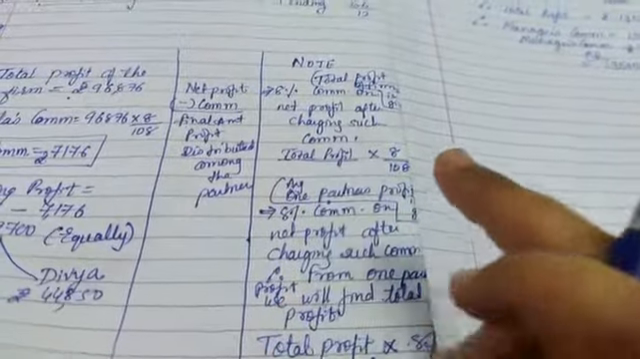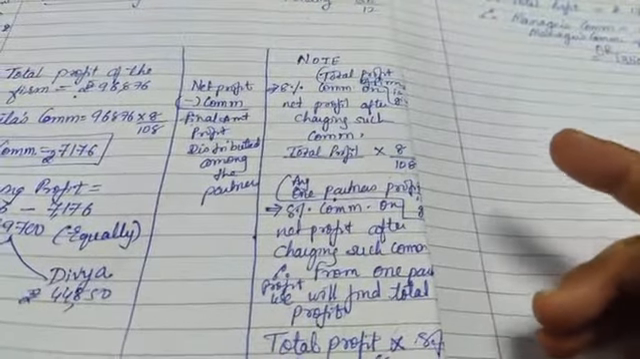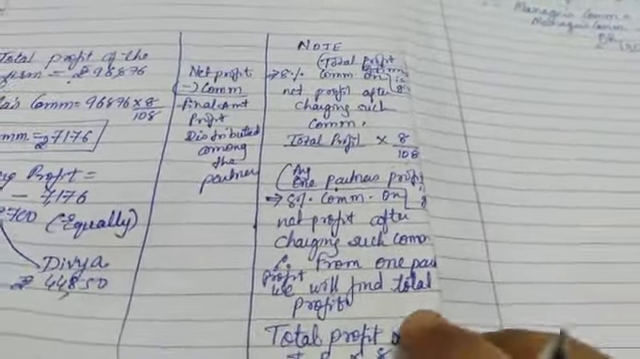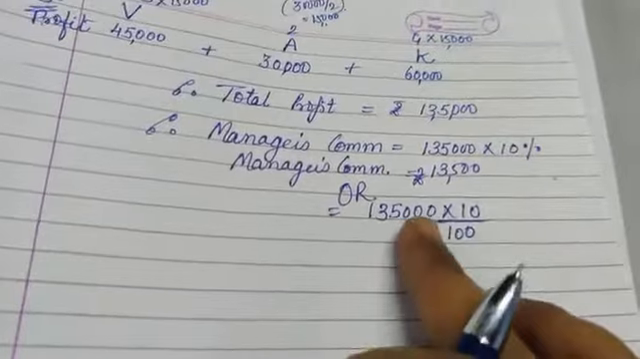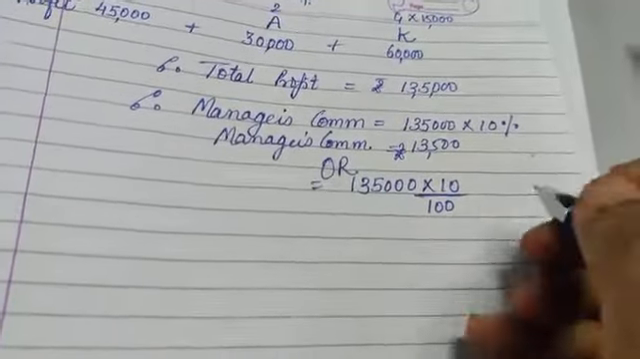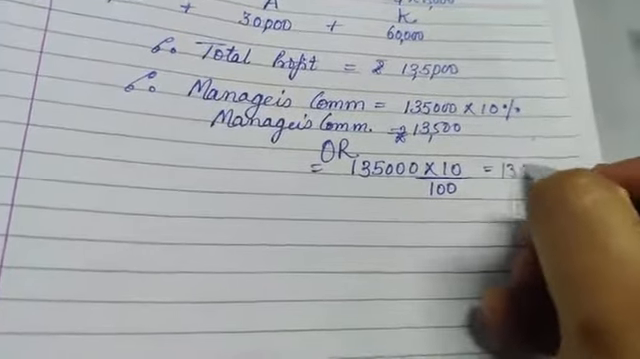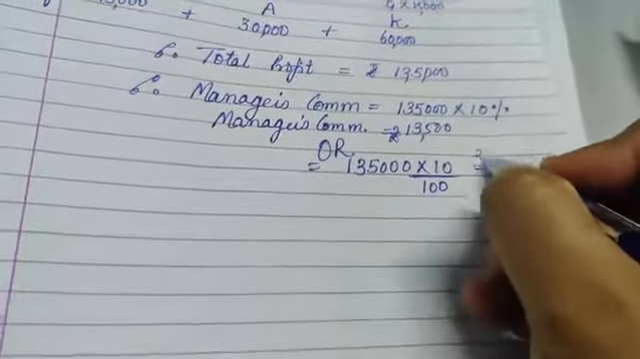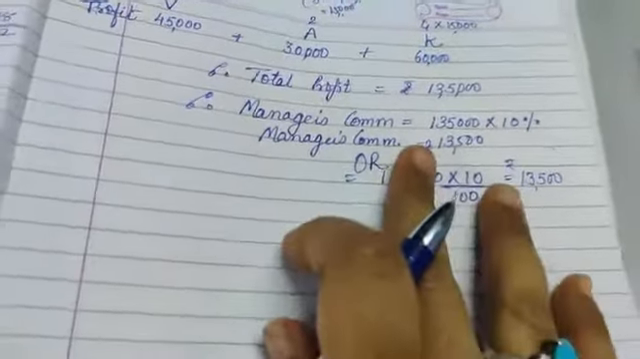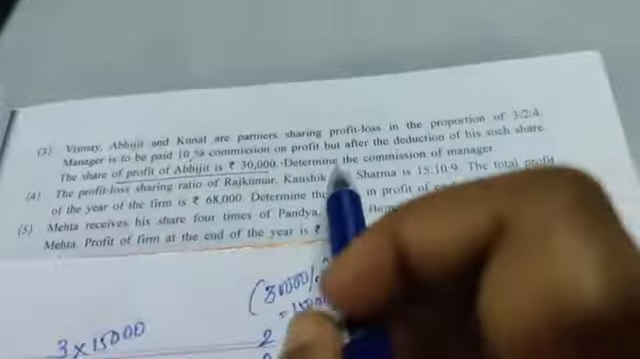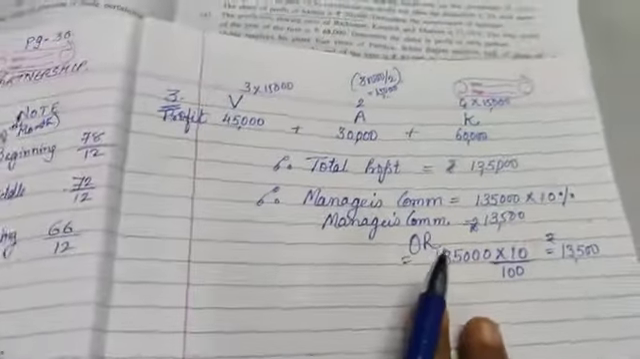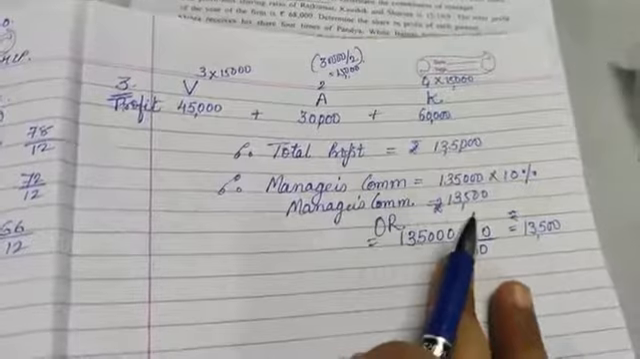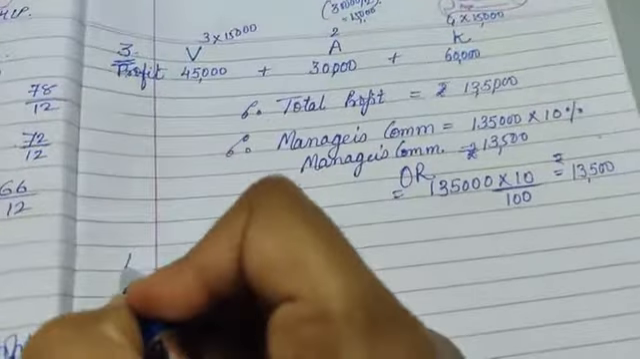from one partner you will find out the profit of the remaining partners, then you will get the total profit and directly take the percentage, or percentage upon 100. So when you do 1,35,000 into 10 upon 100, you will again get 13,500 rupees. Is this clear? This is your answer, the manager's commission. They have told you to find out this only. Determine the commission of manager. So sum number 3 is over. Hope the sum is clear in your mind. Next is fourth.